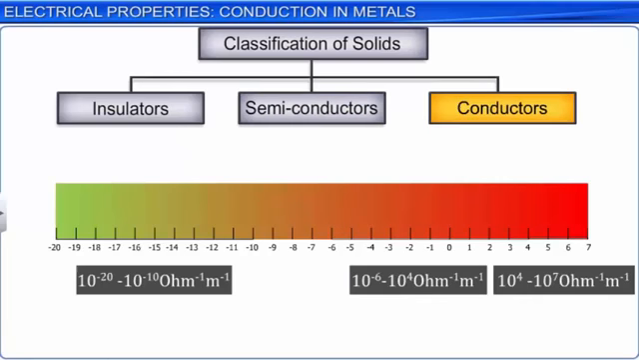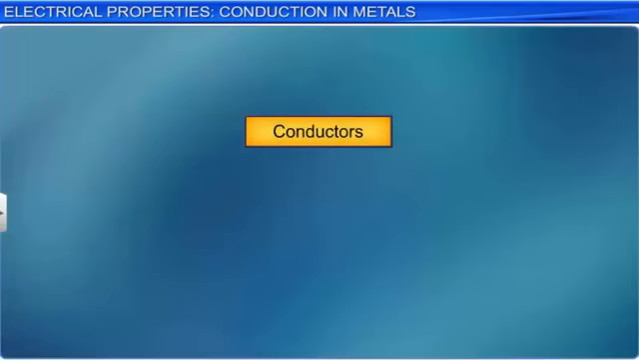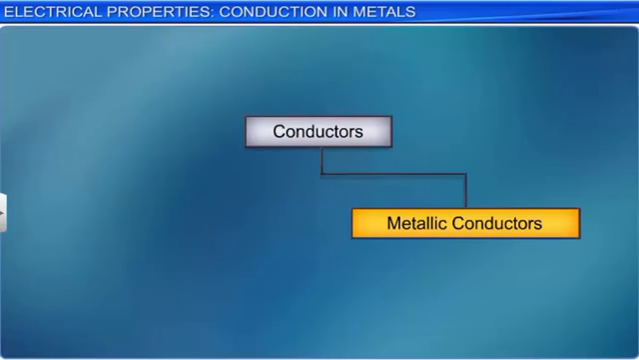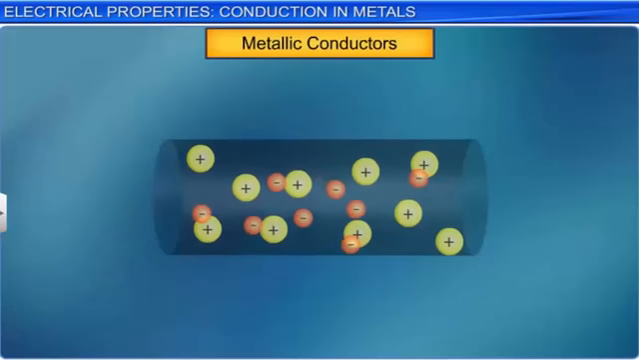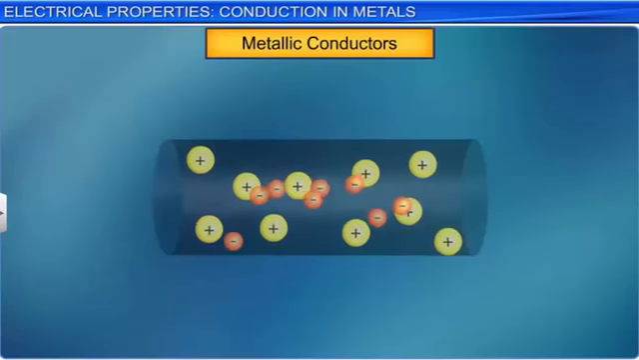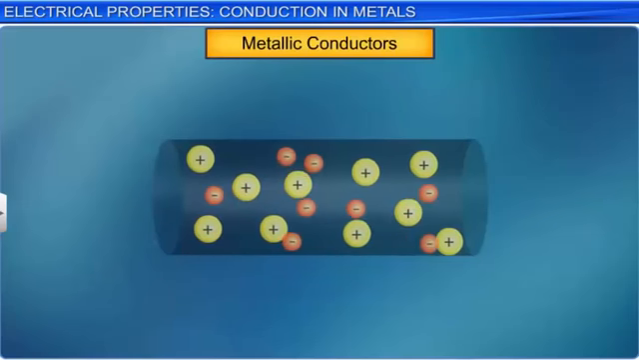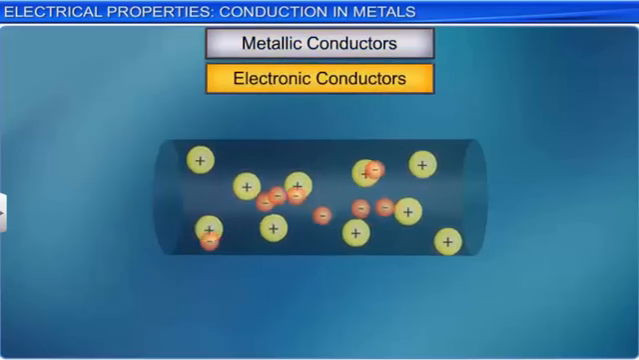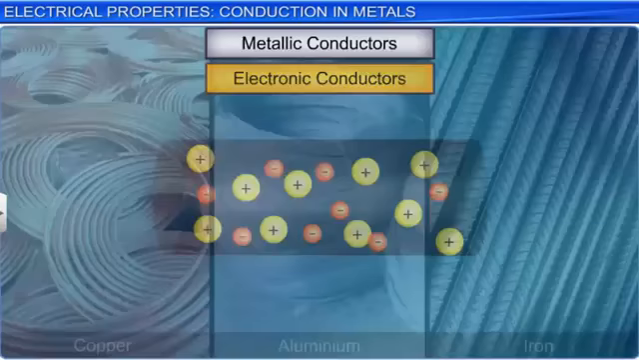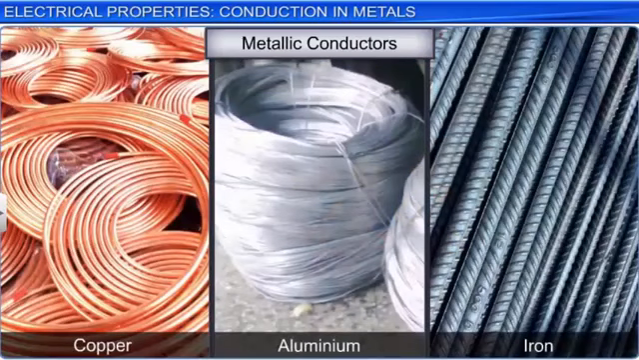Depending upon the mode of conduction, conductors can be classified into two types: metallic conductors and electrolytic conductors. In metallic conductors, the conduction is due to the movement of electrons. They are also referred to as electronic conductors. Metals belong to this category and conduct electricity without undergoing any change.